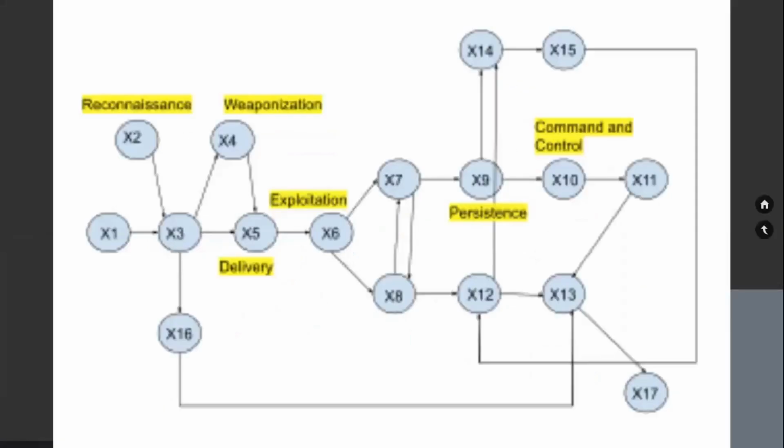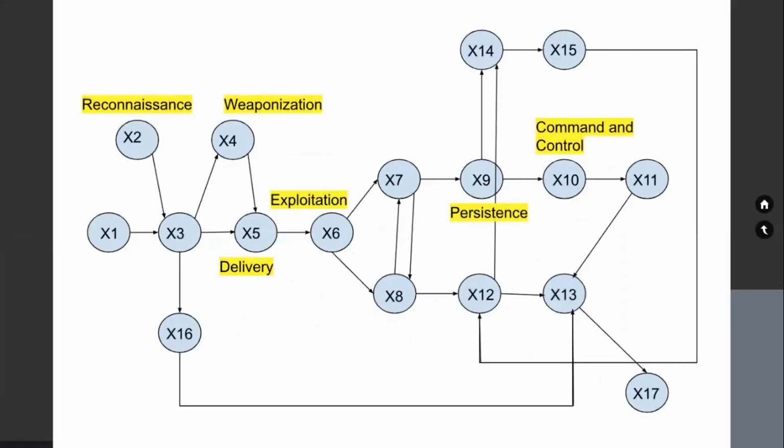And as I previously mentioned, our model also includes very important stages from the cyber kill chain that I previously defined. For instance, reconnaissance, organization, delivery, exploitation, persistence, and finally, command and control.